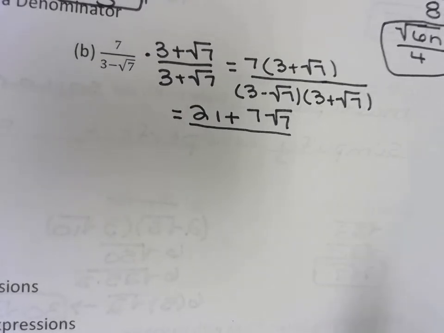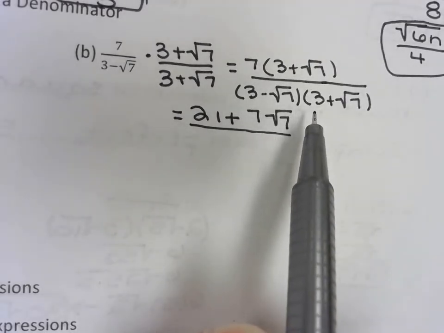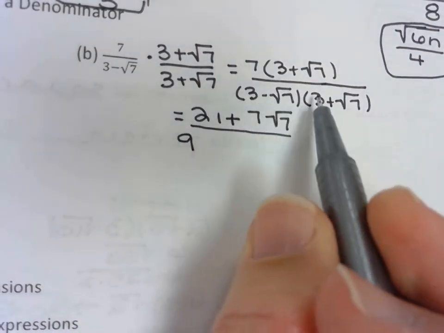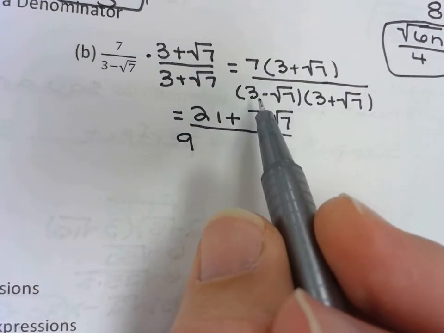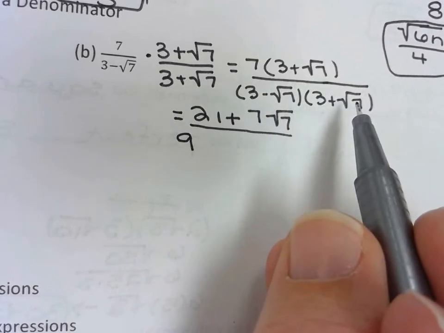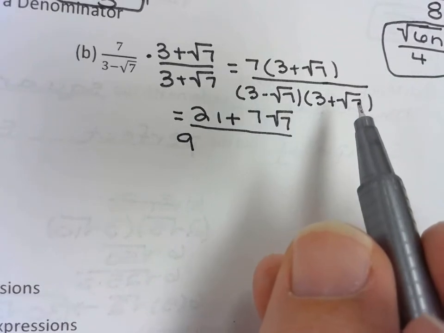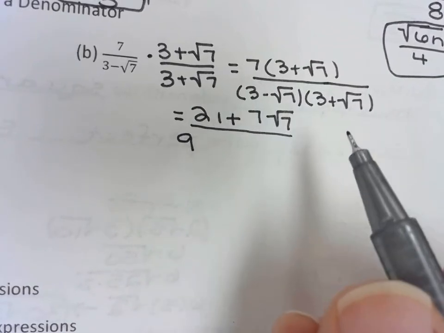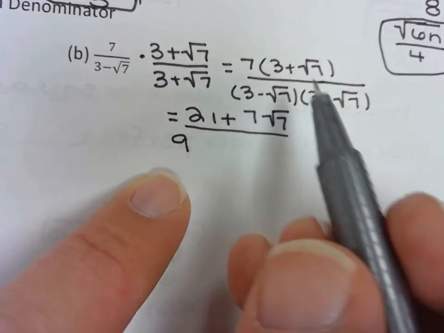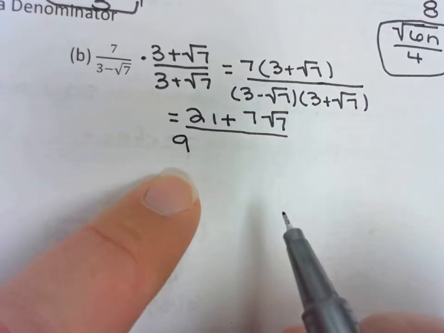So as I look here, we are looking at my denominator. What is 3 times 3? 9. So that's multiplying my first 2 together. Now my outside 2. 3 times square root of 7. What is 3 times the square root of 7? We just talked about it up at the top.